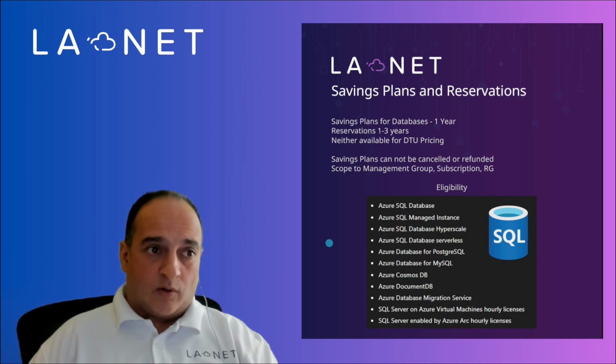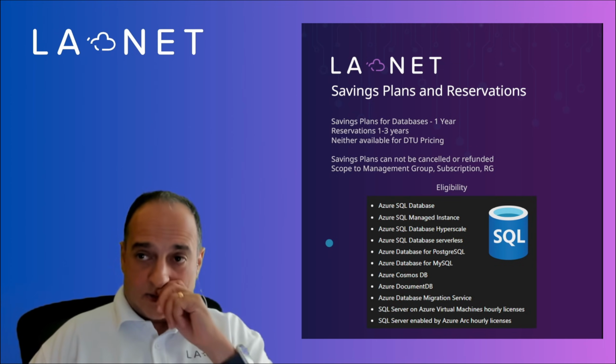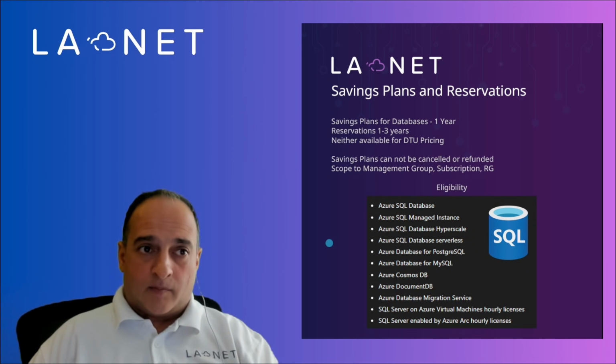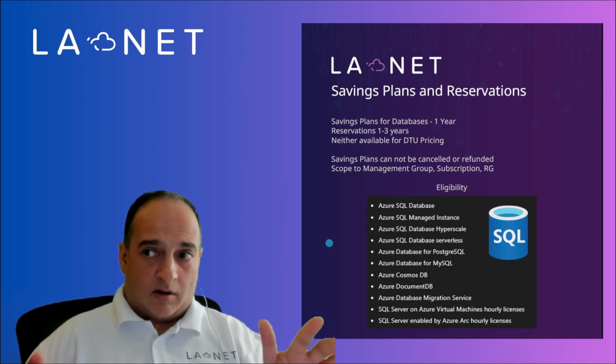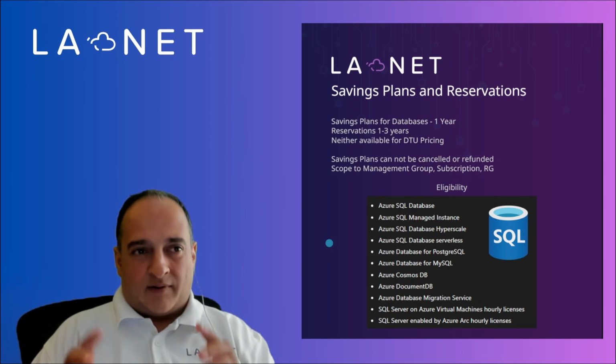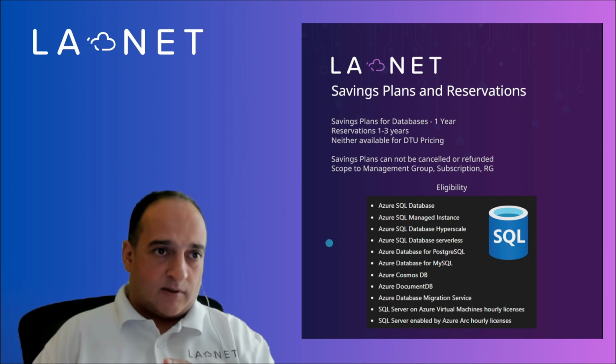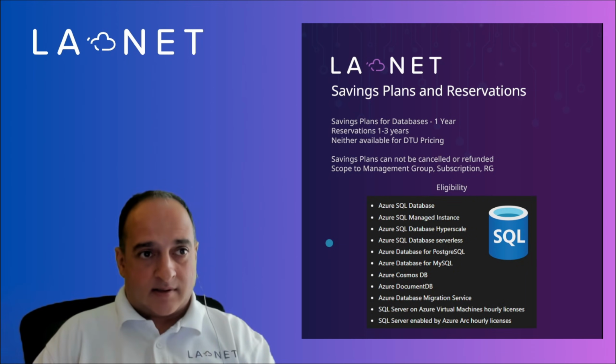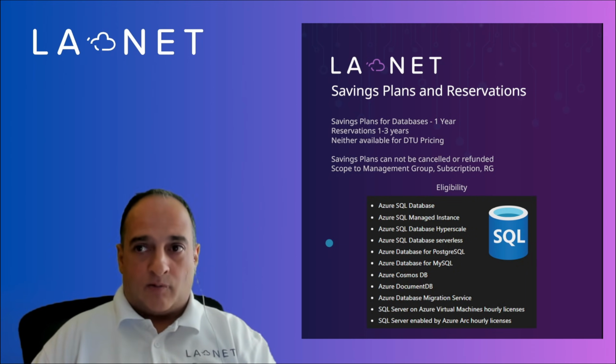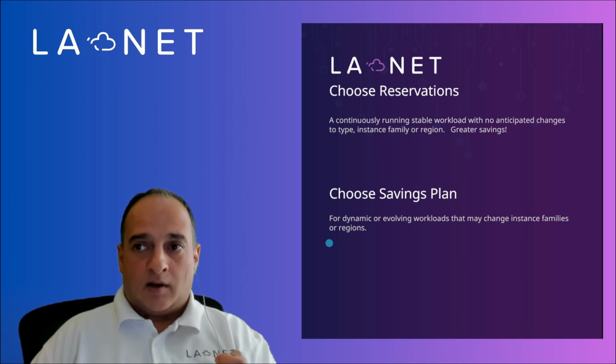These are something that you can apply your savings plans to. A reservation, you can do 1 to 3 years. Savings plans are just 1 year, as we saw in the previous pricing demo. You can't actually cancel savings plans as well. And you can scope them to management group, subscription, region, resource group as well. And they're quite flexible in terms of regions as well. So if you apply it to one of those scopes, even if you move those databases to a different region, or if you have different databases in different regions, those savings plans will apply to those, whereas the reservations won't.